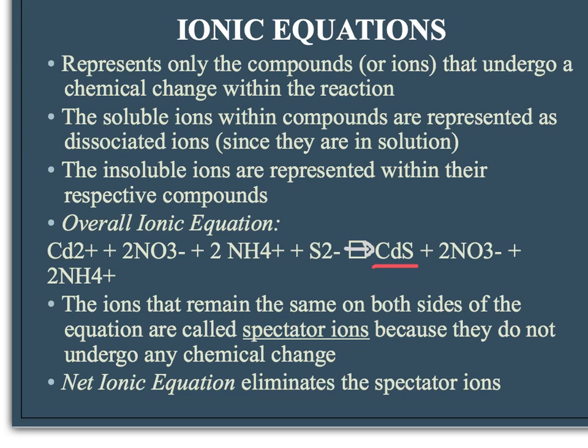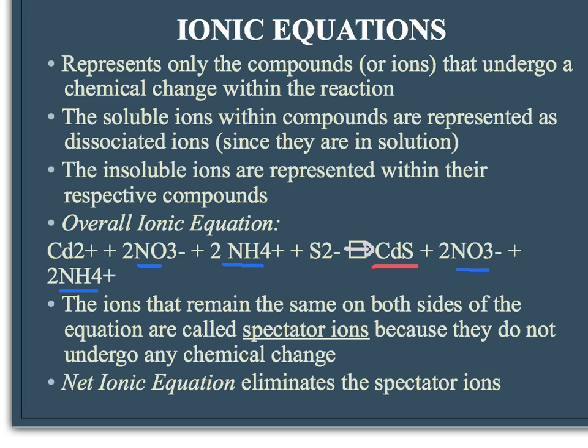What you might have also noticed here is there are some ions, like nitrate and ammonium, that appear on both sides of the reaction. We call those spectator ions because their physical properties don't change. They are ions that are soluble in water on the left and ions that are soluble in water on the right, and so they don't undergo any chemical change of any kind.